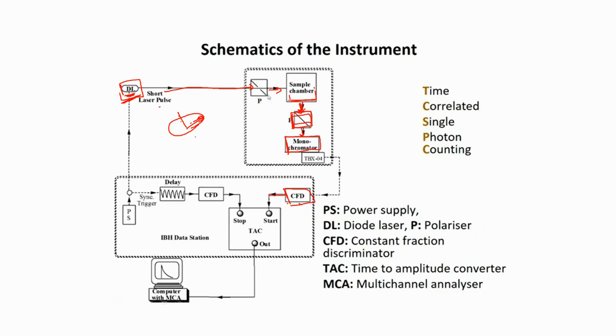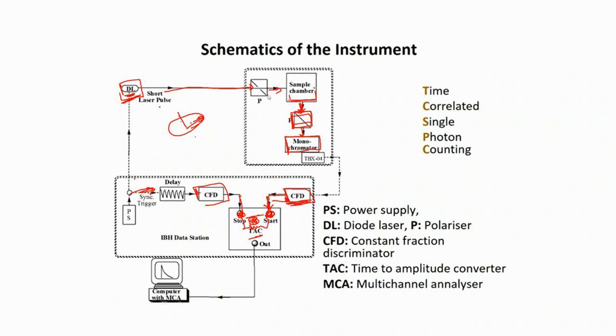From this constant fraction discriminator, through this time lag, the emitted light generates a voltage, which is responsible for charging the capacitor at this start. And again, from the diode laser, a synchronous electrical signal comes through the CFD and reaches the stop. The charging of the capacitor continues from the start to the stop. Since there is some time lag between this pulse and this pulse, only during that time lag is the capacitor charged. Now, how does it discharge?